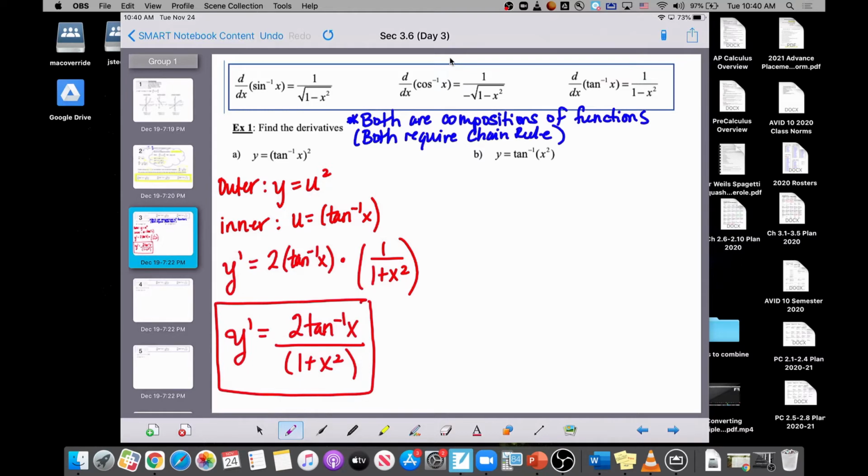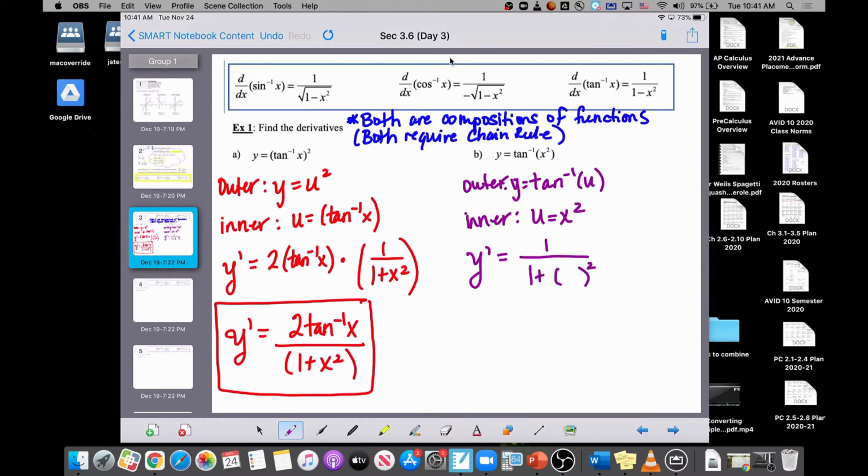In my second example, this time my outer function is the inverse tangent, right? And my inner function, my u this time, oh, sorry, I should have put y equals. And my inner function this time is u is x squared. So when I take my derivative of y prime, I first have to differentiate the outer function at the inner. If my outer function is the inverse tangent, then I know I'm going to have 1 over 1 plus my inner function squared. And my inner function is x squared.